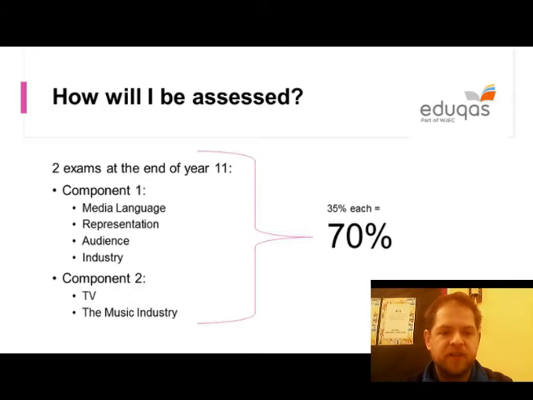The exam board for GCSE Media Studies that we study at Wigston Academies Trust is WJEC, and the way in which you're assessed is there are 2 exams at the end of Year 11, both of which are worth 35%, so overall it's 70% exam.